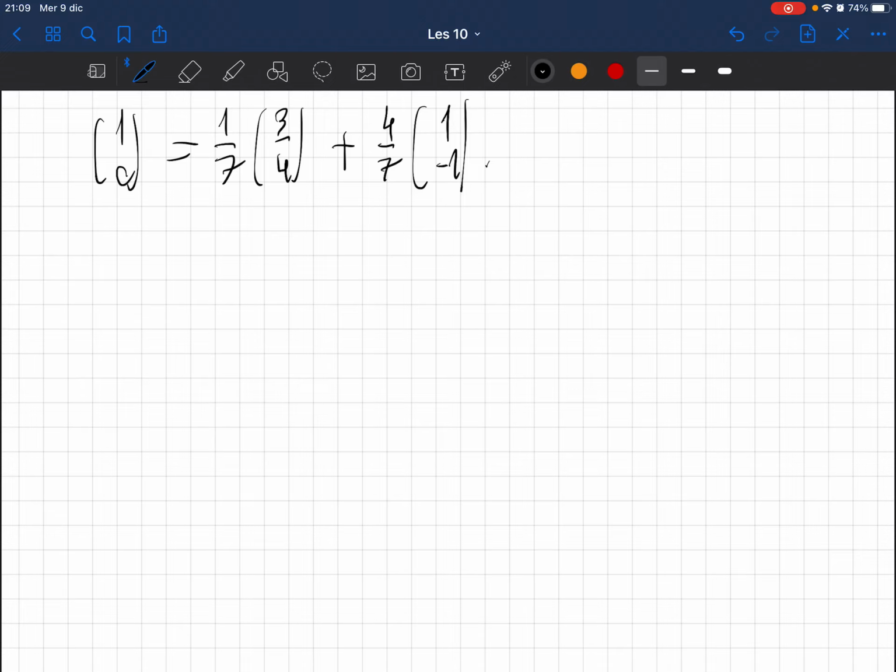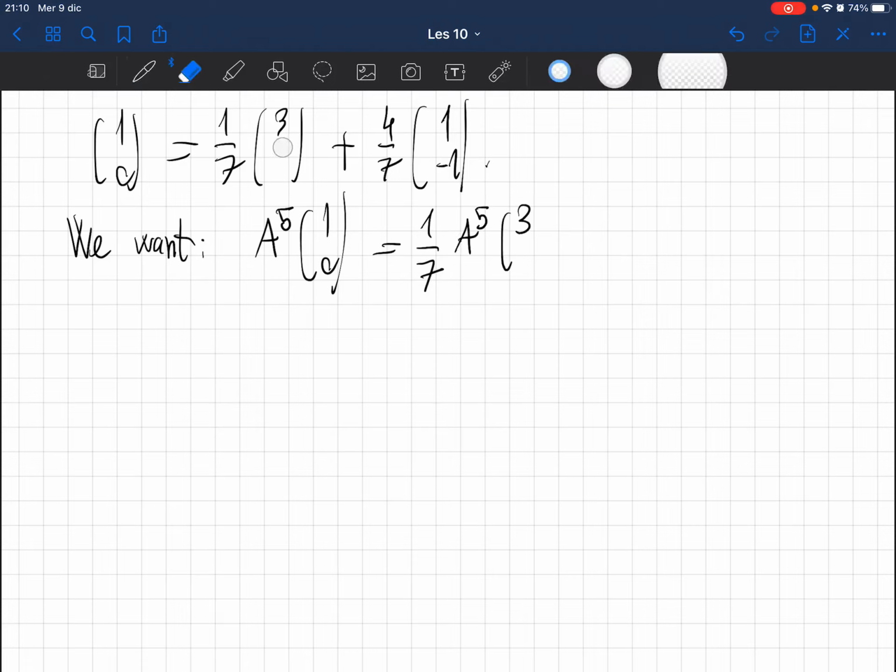Now, this is actually what solves the thing. We want A to the 5th power applied to (1, 0). We don't have to compute this now, but we have this equality here. We are being clever, so it's like this.